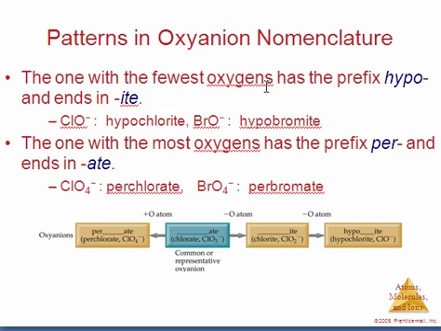The one with the fewest oxygens has hypo-. So this is hypochlorite, hypobromite. And the one with the most oxygens has a per-. So perchlorate, perbromate. So there's really not a systematic way that these oxyanions' names were developed. So this is just a little ragtag help that might assist you in memorizing the names and the formulas.